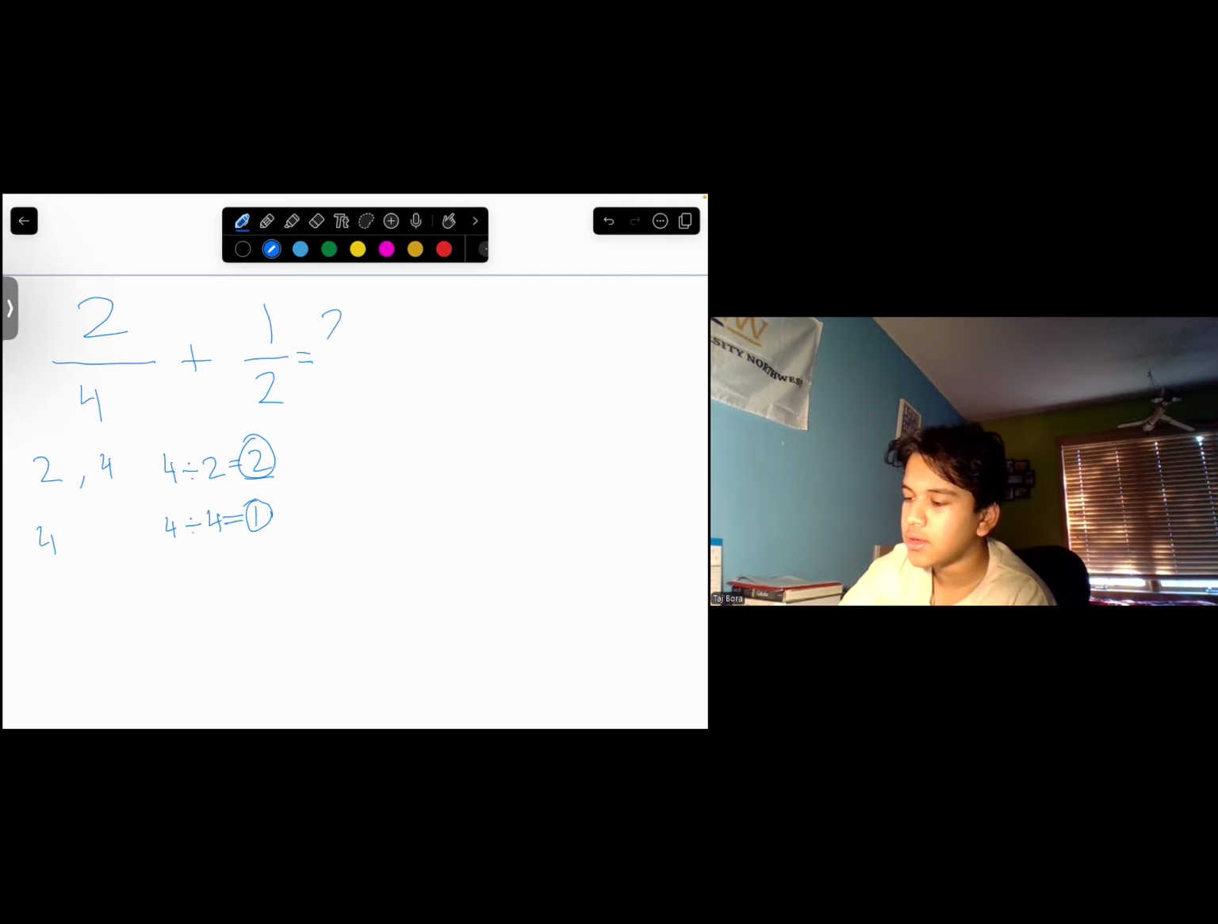So this would look like 2 times 1 over 4 times 1. So after you get these two numbers, you want to multiply both the top and the bottom. So here we're multiplying the top and the bottom of 2 over 4, and then we are adding 1 times 2 over 2 times 2. So whenever you're solving questions, this is how you should write it, so it is simplest for you to remember. And make sure you're writing this down right now.